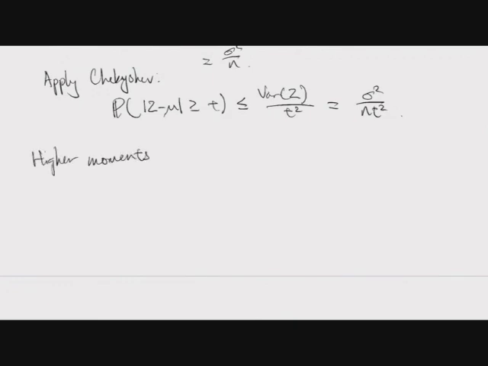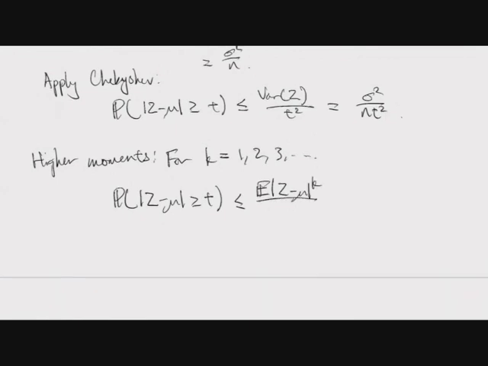Okay, but let me just write this down. So for higher moments, what can you do? For k being any integer, 1, 2, 3, and so on, applying the exact same arguments, but by taking the k-th power and not the square, we can bound this tail probability by the expectation of |z minus mu| to the k, divided by t to the k. Okay, so exact same argument.